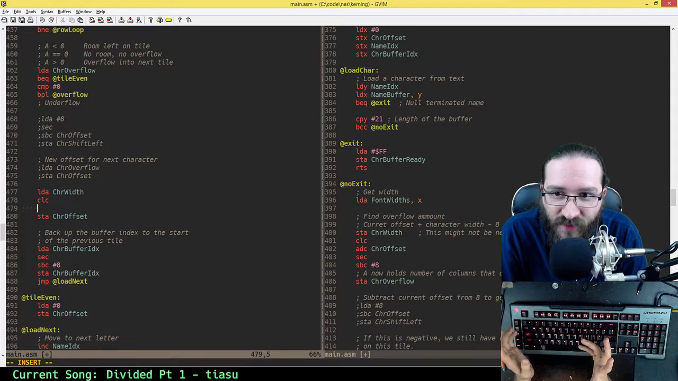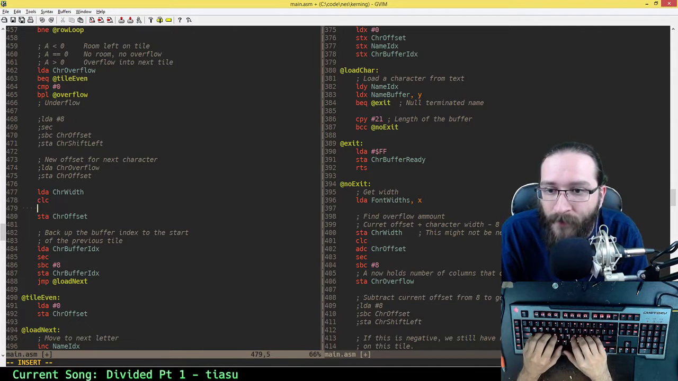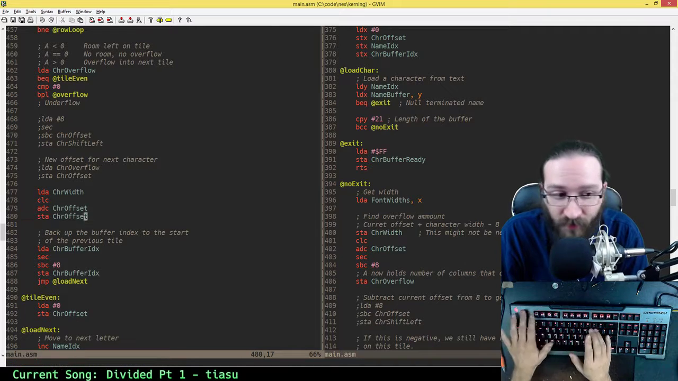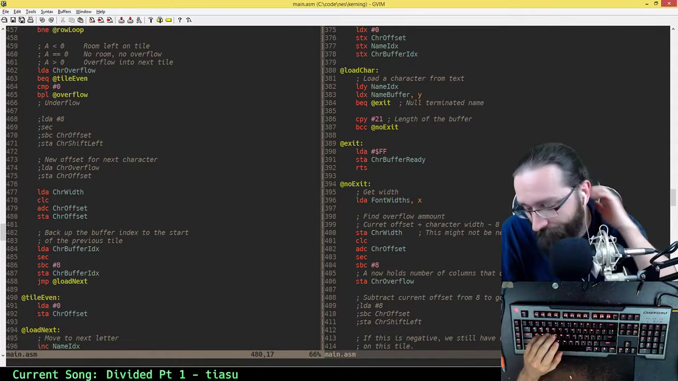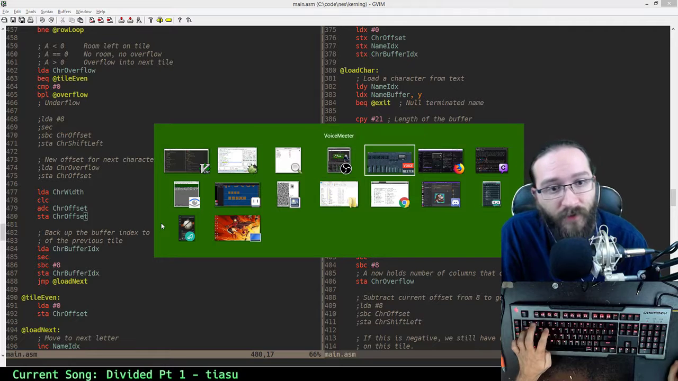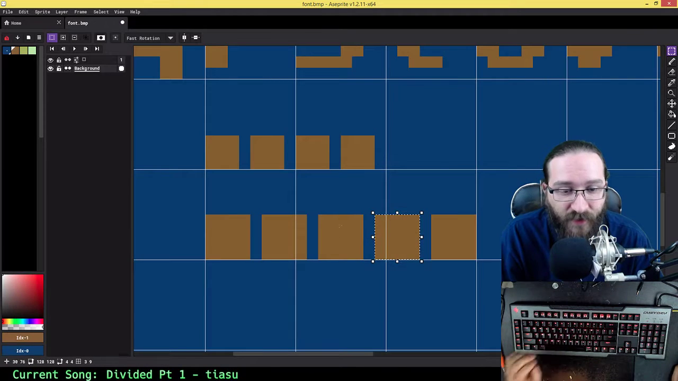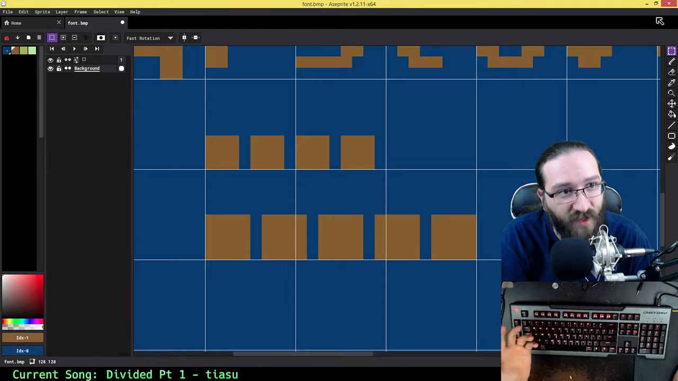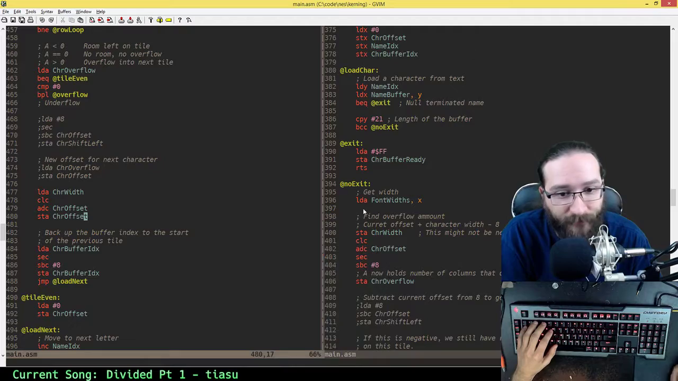Don't remember if carry's set here. We're gonna clear it anyway. Add carry. Add the offset and store it. There. So now, this will add... this will have 2 plus 5 would be 7. So that'd be the new offset. Yes. Okay. Good.